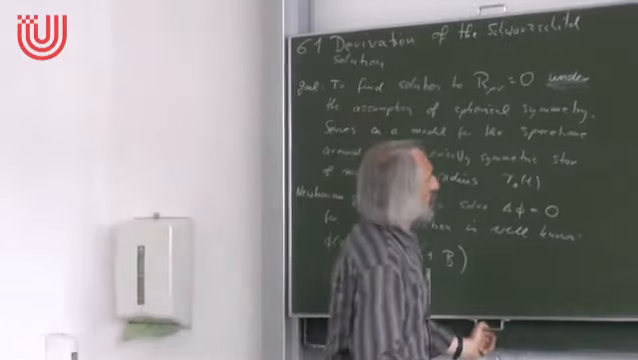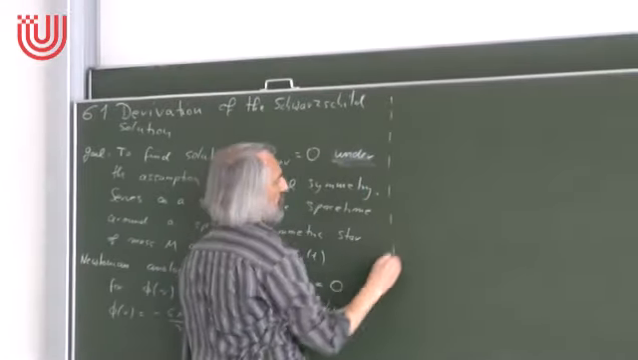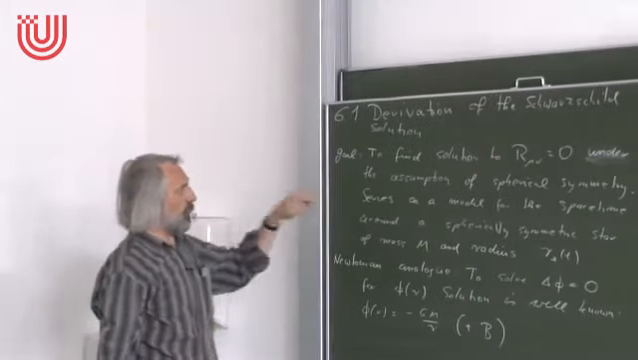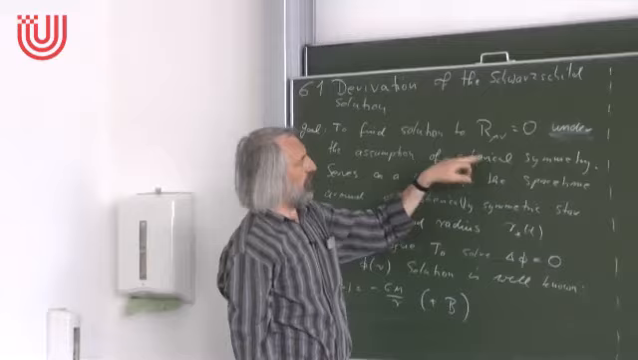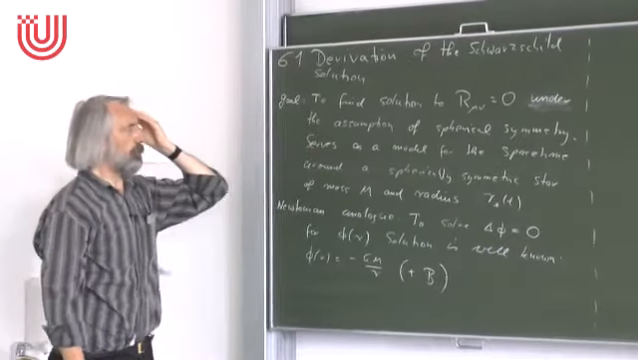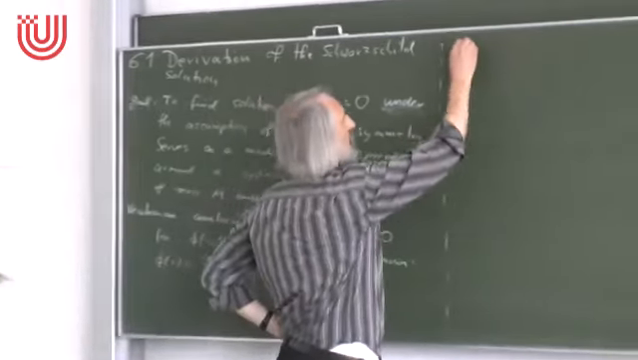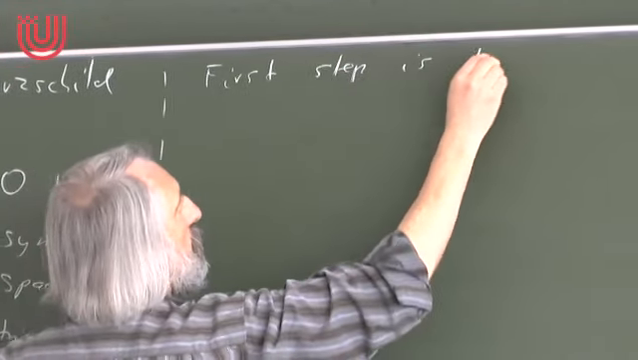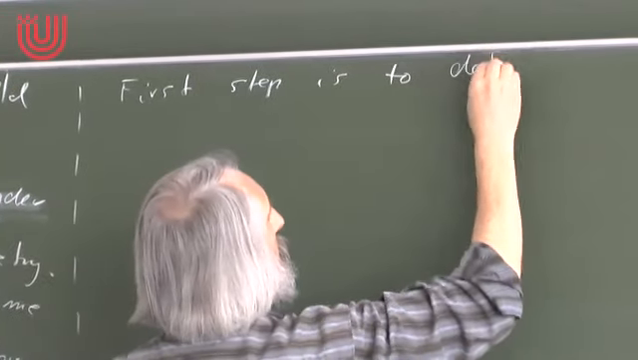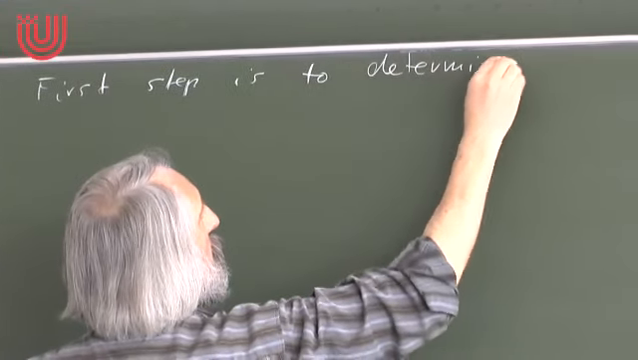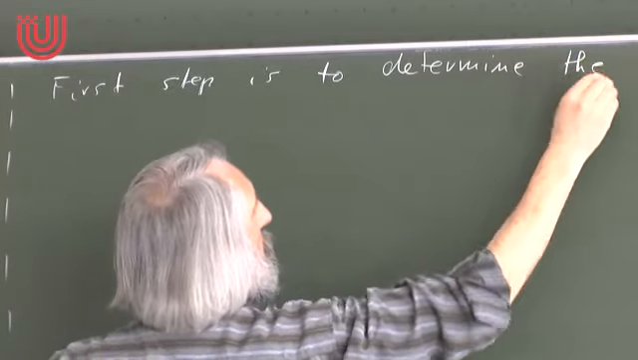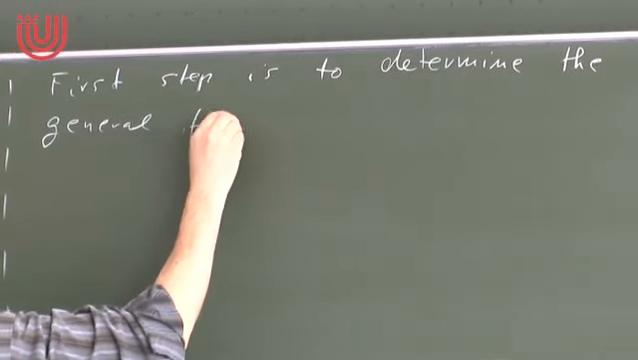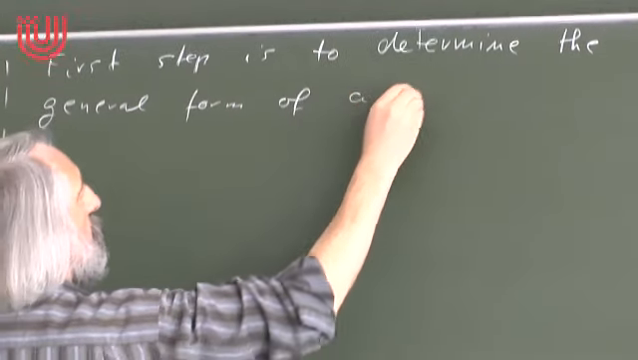But the first thing we have to do, if we want to solve this equation, is we have to talk about what is meant by spherical symmetry. Now in our context here where you have a metric. So the first step is to determine the general form of a spherically symmetric metric.